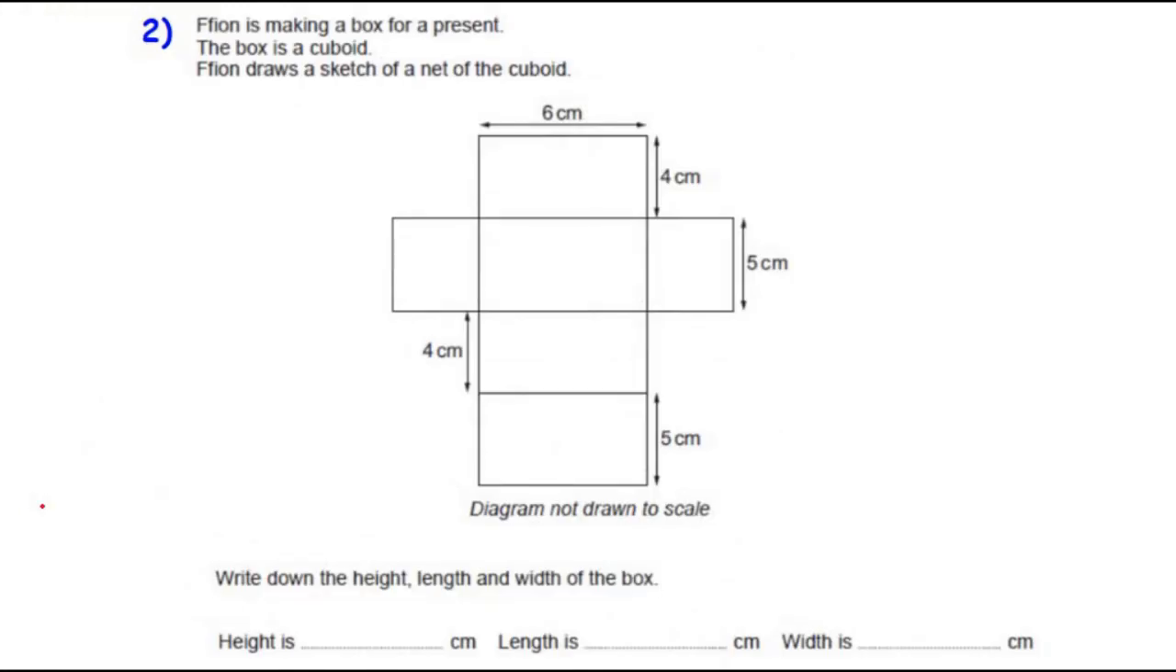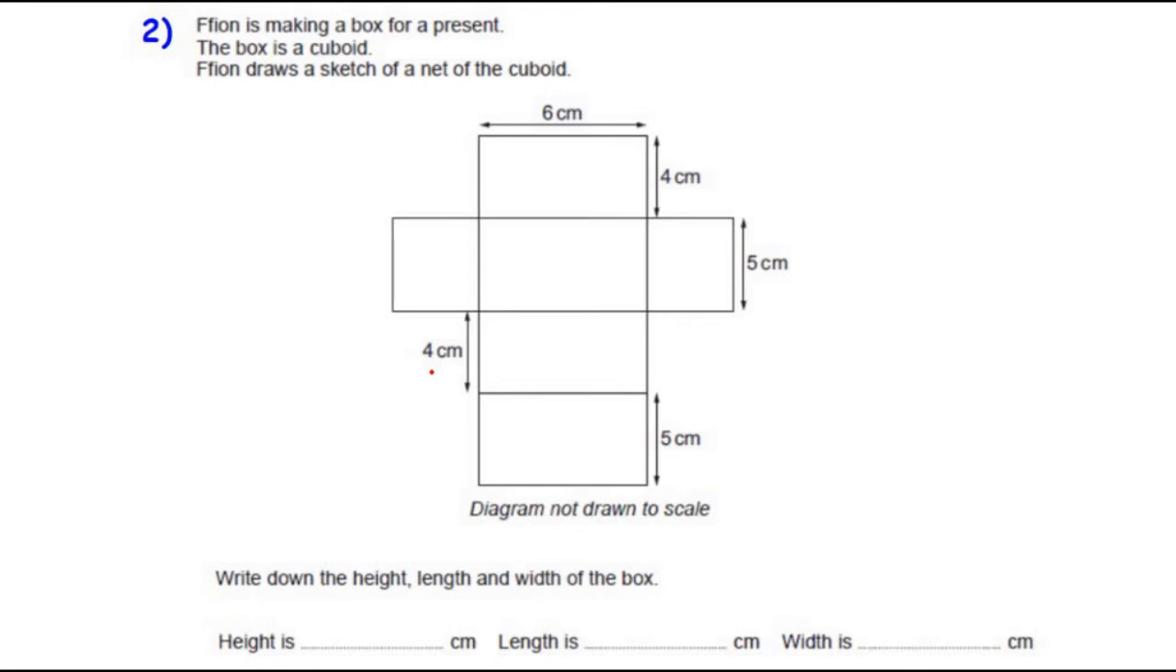And the next question says that Fiona's making a box for a present. The box is a cuboid, and she draws a sketch of the net of the cuboid. So you can see we have the net of the cuboid, and there's some lengths on here. So we have 6 centimeters, a 4, a 5, a 5, and a 4. You need to write down the height, length, and width of the box.